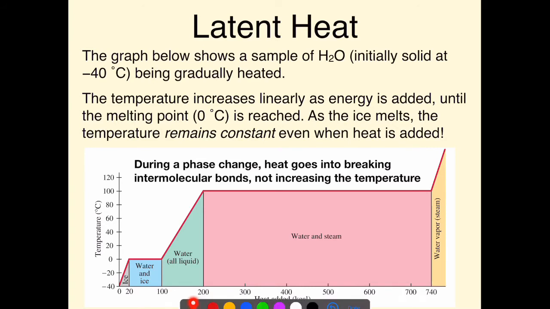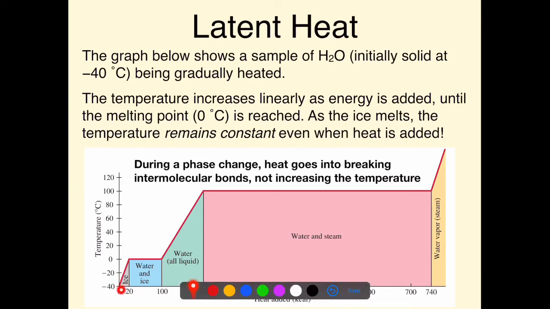So let's start down here. This is the starting point of the graph where the sample is at minus 40 degrees Celsius and no heat has been added yet. After that, as we add more heat, we increase the temperature of the sample. See how as we add heat, as we go to the right, the temperature goes up? But that only happens for so long. Once we reach a temperature of 0 degrees Celsius, notice how we're still adding more heat, but the temperature isn't increasing, it's just flat. So what's going on here?